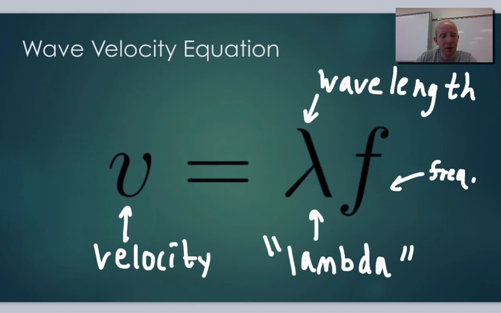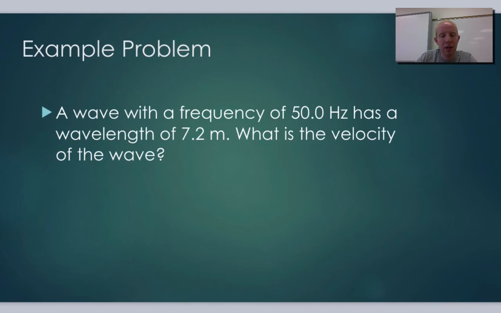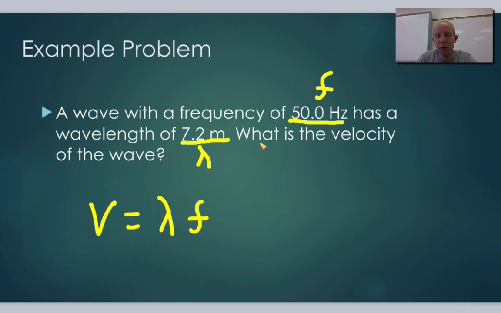Let's look at an example problem really quick. A wave with a frequency of 50 hertz has a wavelength of 7.2 meters. What is the velocity of that wave? Again, it's just a simple multiplication. The key here is identifying what is the frequency and what is the wavelength. This right here is our frequency, 50 hertz, which tells us how quickly it's oscillating back and forth. This is our wavelength, or lambda. So our velocity is lambda times f, or wavelength times frequency, which gives us 7.2 meters times 50 hertz.